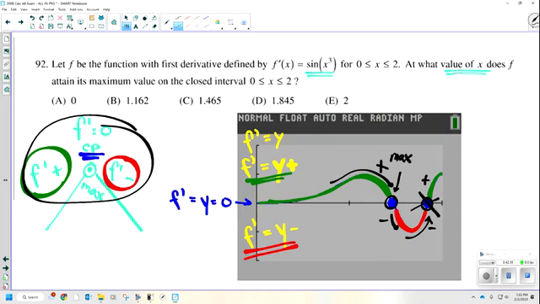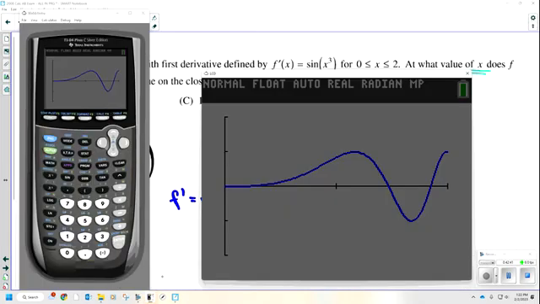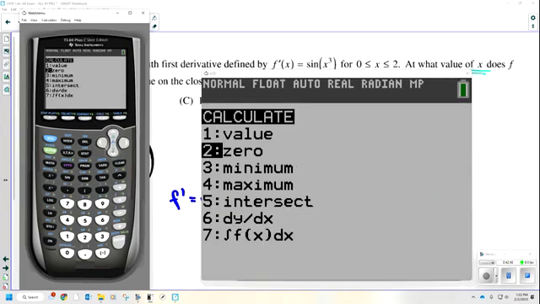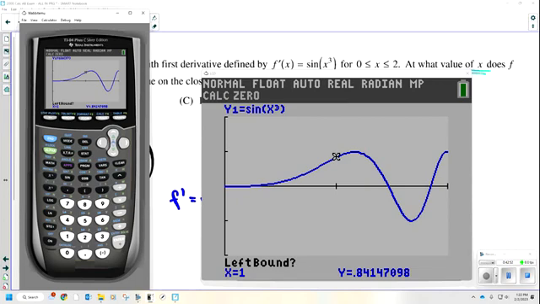So I need to find out, well, what is this x value right here? I'm going to go back to my calculator, and I'm going to use my intersect function. Or excuse me, I'm going to use my zero function. Second, trace, and I'm going to pick zero. I'm going to put this to the left of my zero, hit enter, go to the right of it and hit enter, and then hit enter one more time.